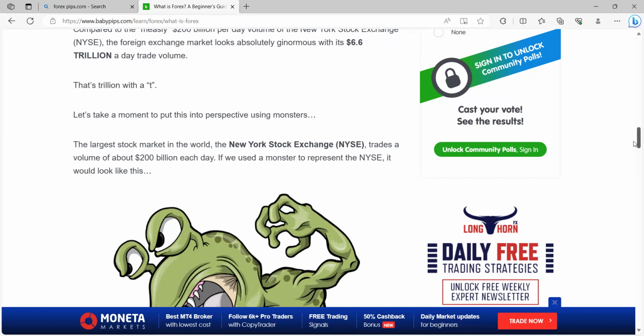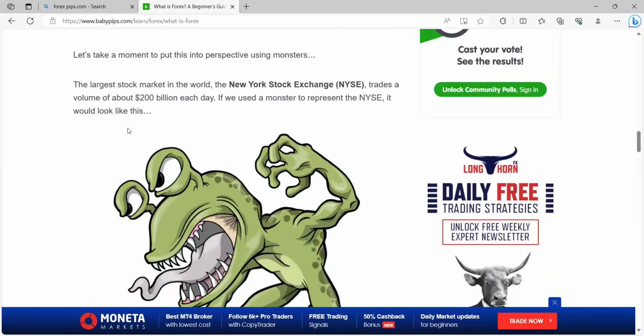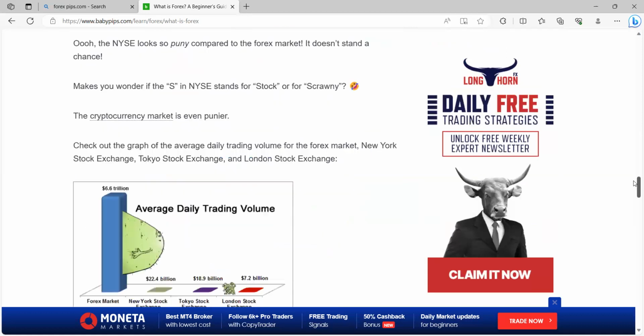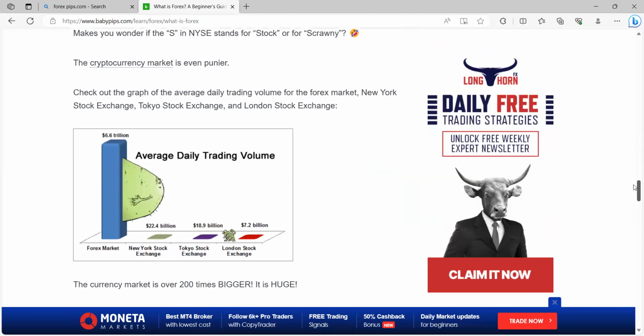And next, the largest stock market in the world, the New York Stock Exchange, trades a volume of about 200 billion each day. If you used a monster to represent the NYSE, it would look like this. This is the NYSE, right? Looks intimidating. Okay, those were examples of how the trillion rand is made up, right? Besides the crypto.